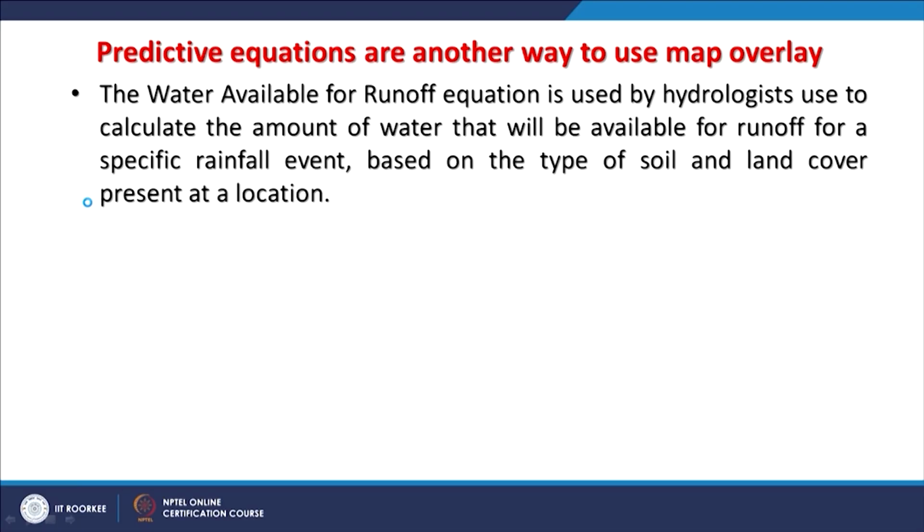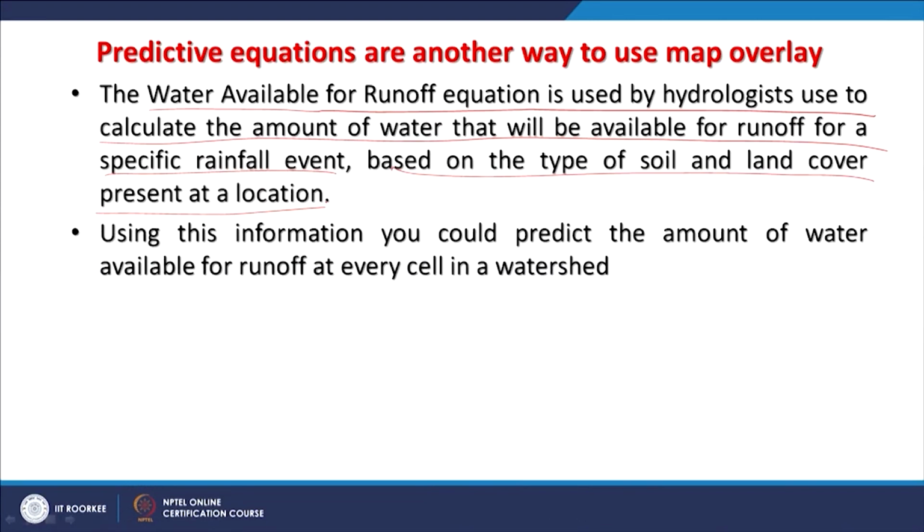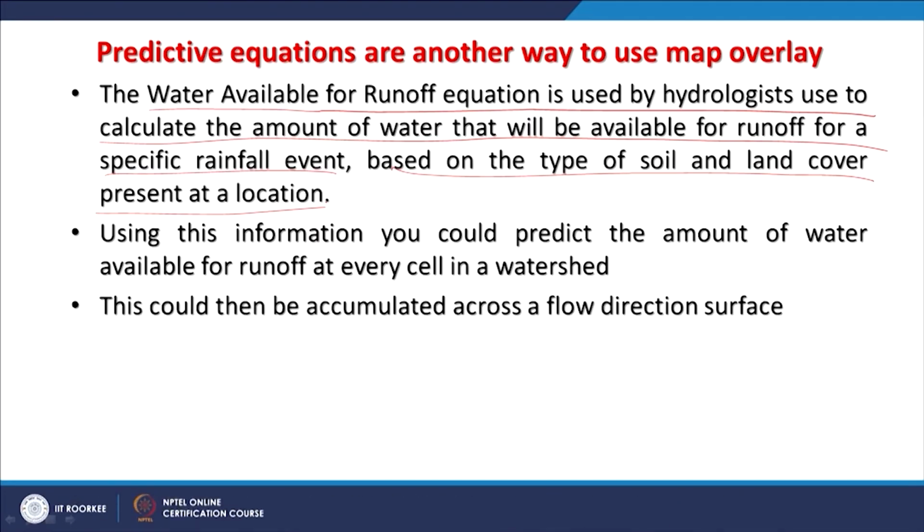Now, there are predictive equations, another way to use for map overlay, depending on the purpose. If I want to calculate water availability, the runoff equation is used by the hydrologist to calculate the amount of water that will be available for runoff for a specific rainfall event based on the type of soil and land cover present at a location. And this information can also be used to predict the amount of water available for runoff at every cell in a watershed, and this could then be accumulated across a flow direction surface.